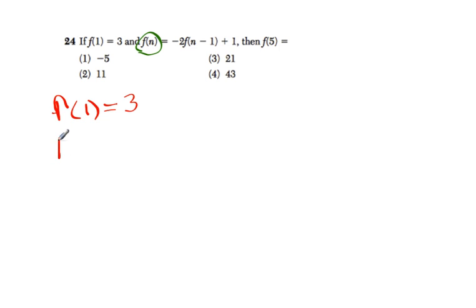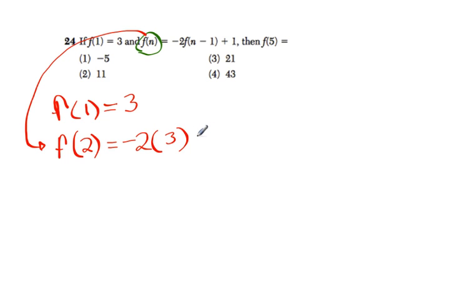So if I want to find the second term, and I'm kind of copying the formula now, n is representing 2. My formula says negative 2 times the term before it. So what was the term before the second term? It was f of 1, which had a value of 3. So I'm plugging in a 3 where f of n minus 1 should go, plus 1. If I do the math there, it's going to be negative 6 plus 1, which equals negative 5. Okay, so that's the second term, one step.